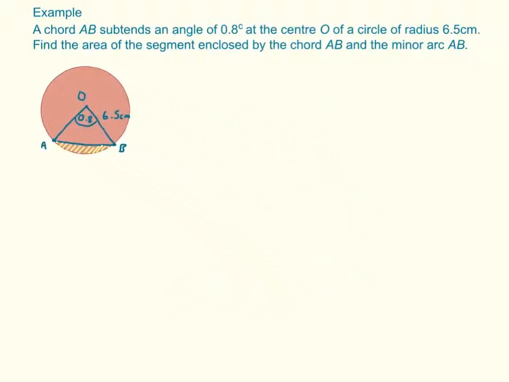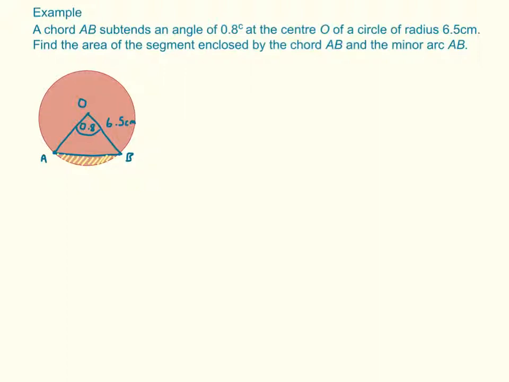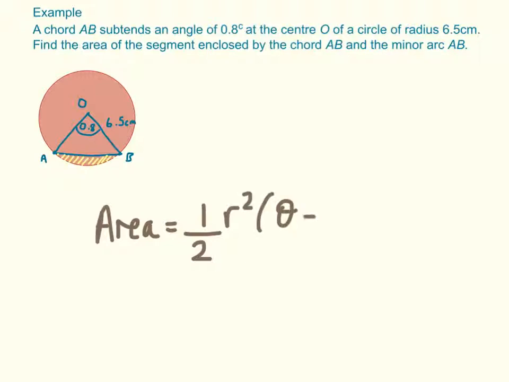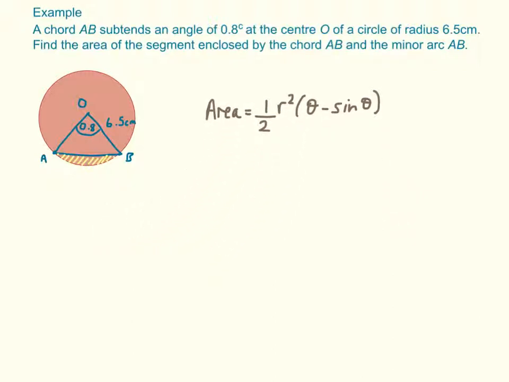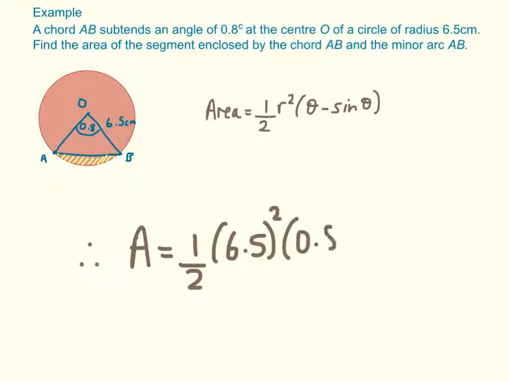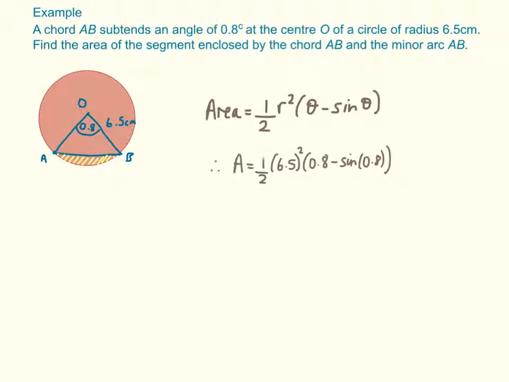Then we just plug that into the formula that we've just looked at, which is area equals a half r squared, brackets, theta minus sine theta. So it's very similar to the sector one we looked at at the start. Instead of having half r squared theta, you've got half r squared, theta minus sine theta. So put the values into that. You're going to have a half, bracket, 6.5 squared, 0.8 minus sine 0.8. So if you haven't yet, pause the video and put your calculator into radian mode.